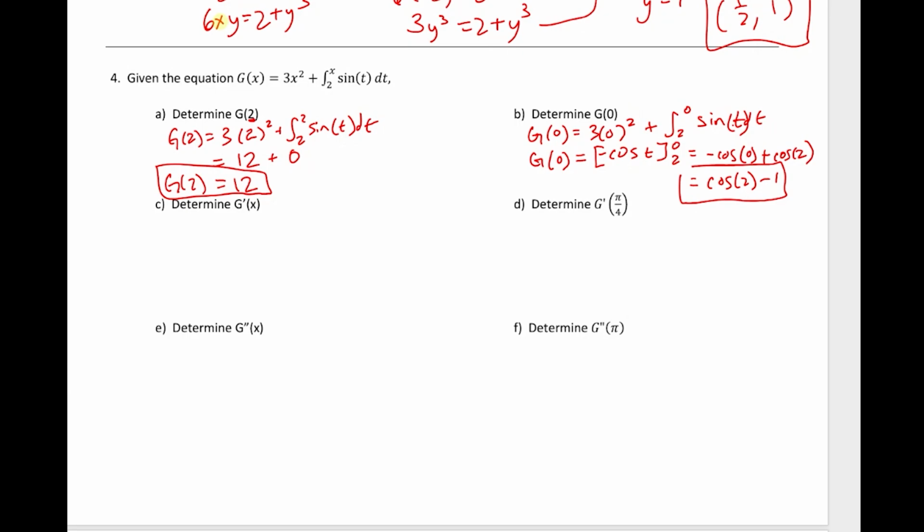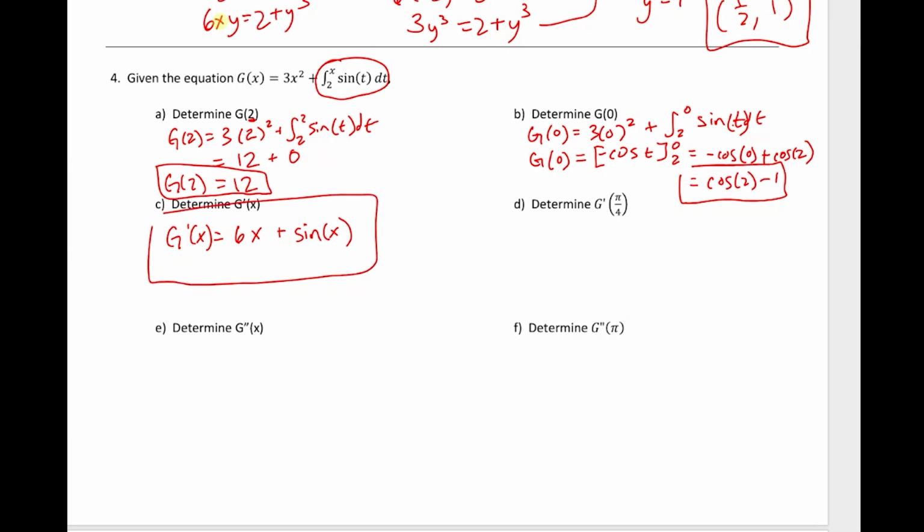Letter C says determine the derivative of g. So we're going to differentiate, go back to this original function, and we can differentiate both of these pieces separately. We can differentiate 3x squared first using the power rule. So that would be 6x. And then differentiating this piece is going to give us just sine x. I don't think there's anything else we can do to simplify that.